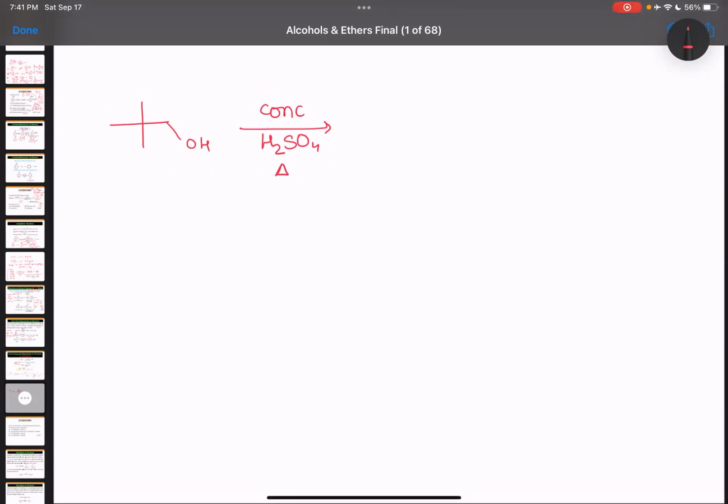Vamsi, what's going to be the answer? 2-methylbut-2-ene. Yes, sir.